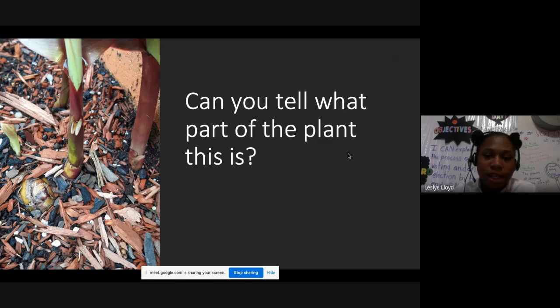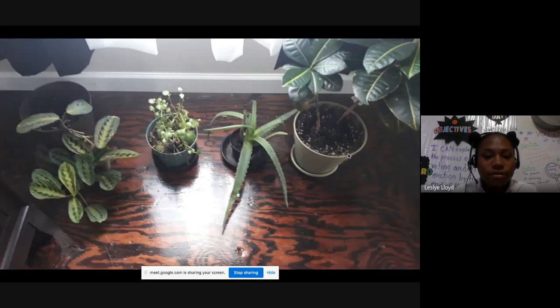Something else to just think about. Can you tell what part of the plant this is? This is a picture taken up close of a plant. Can you tell what part of the plant this is? These are some more plants getting a lot of sunlight and being watered well because they are growing healthy.